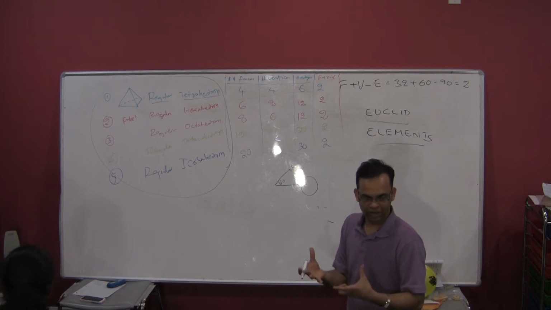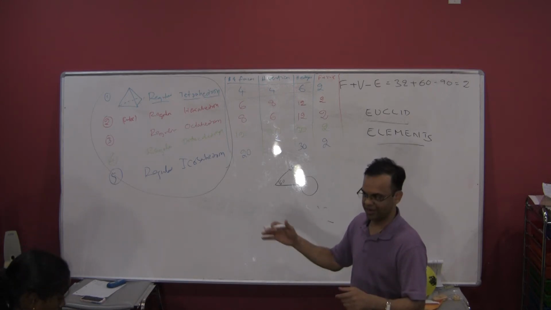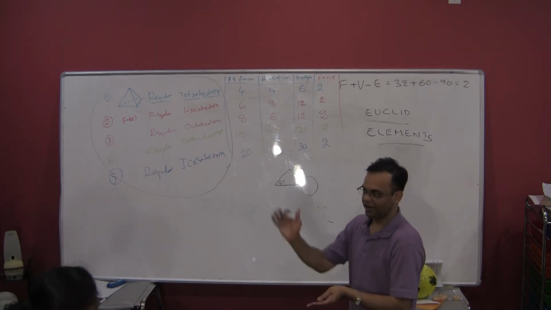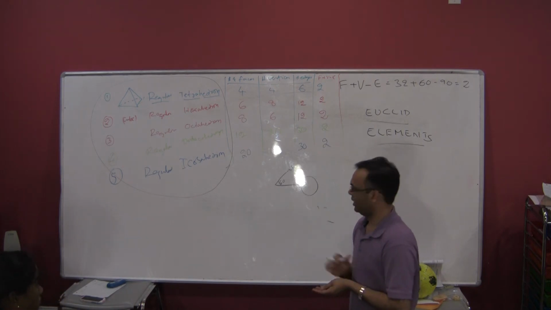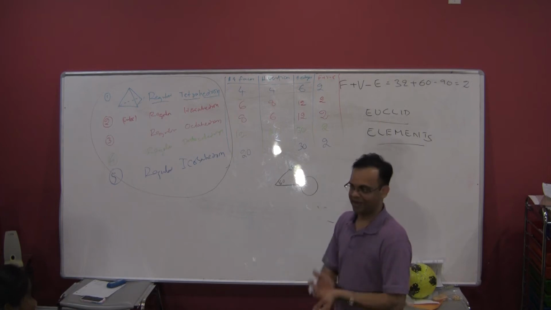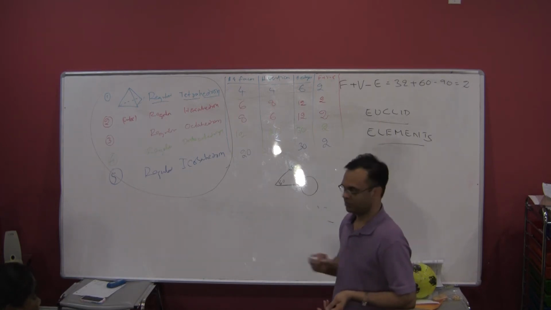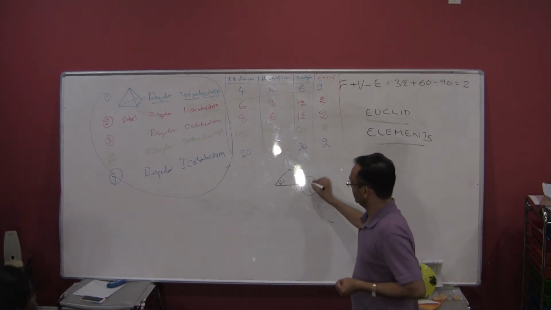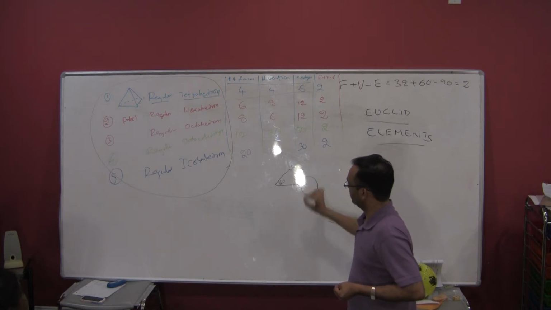The smallest polygon possible is a triangle. So we'll start with a triangle. We'll exhaust all the regular polyhedrons possible from a triangle. Then we go to a square, then we go to pentagon, then we go to hexagon and see how many are possible. Okay? For a triangle, this is 60 degrees.